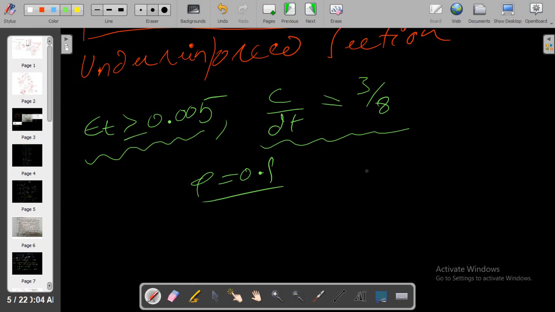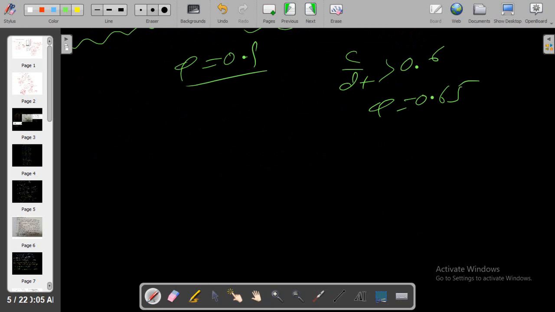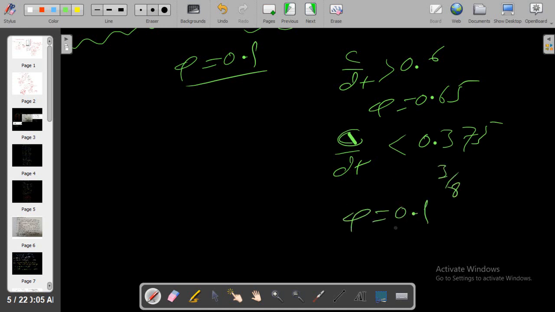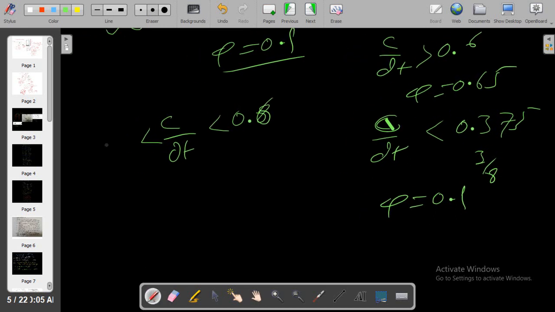Right, we know that if c divided by dt is greater than 0.6, then the phi value is 0.65. And we also know that if c divided by dt is less than 0.375, which means 3/8, then the phi value will be 0.9. And if c divided by dt is less than 0.6, I think this is 2/7, and it is greater than 3/8 or 0.375, then we have to adjust the phi value, that is 0.48 plus 83.3 epsilon t.